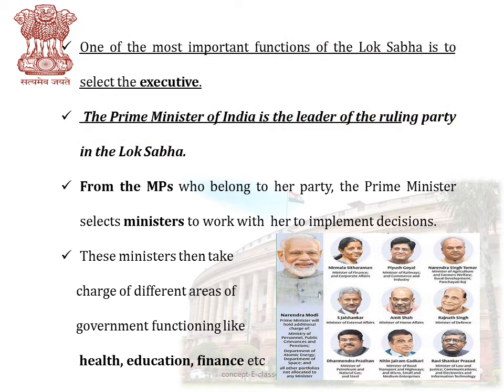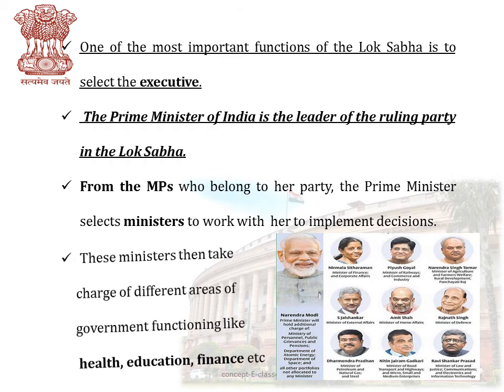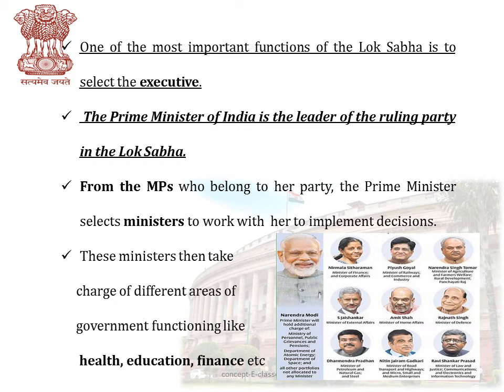Now, the Prime Minister of India is a leader of the ruling party in the Lok Sabha. That is, we know that to form a government, a political party needs a majority of seats, and the leader of that majority party becomes the Prime Minister of India. Then the Prime Minister selects the ministers from the members of that party which had the majority to work in different areas of government like health, education, finance, etc.